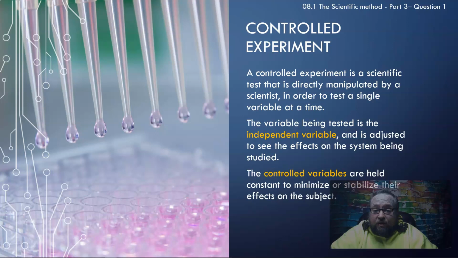Now, a controlled experiment is a scientific test that is directly manipulated by the scientist in order to test a single variable at a time. And the idea for this is, well, we're just manipulating that independent variable by changing its quantities, and then seeing what effect that has on the dependent variable by measuring what changes we see. And we would have already set up a correlation before this, or at least established it, to say, okay, yeah, they were matched, and we know one comes before the other with a temporal factor.